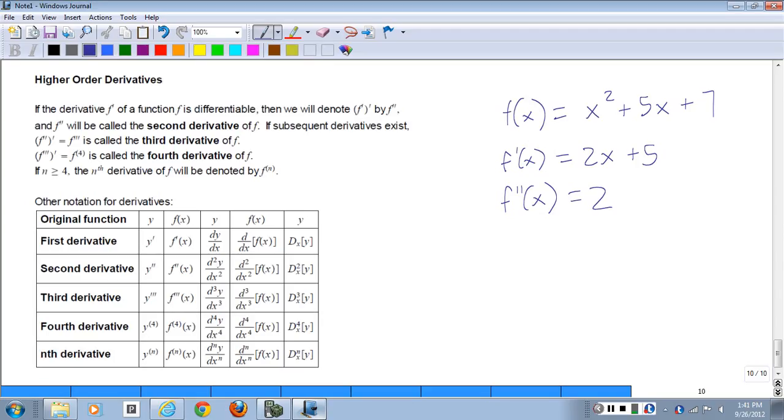What do you need it for? Well, what the first derivative tells us is the rate at which the original function is changing with respect to the independent variable x. What the second derivative tells us is the rate at which the first derivative is changing with respect to x. So on the third one, it's just 0?